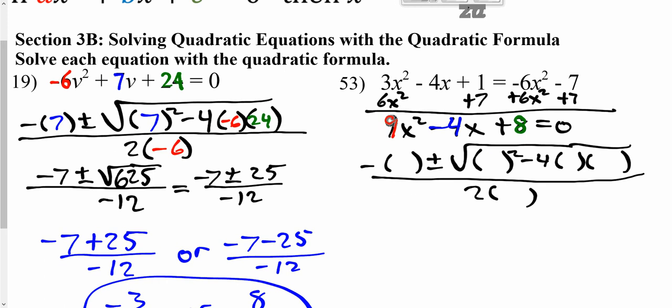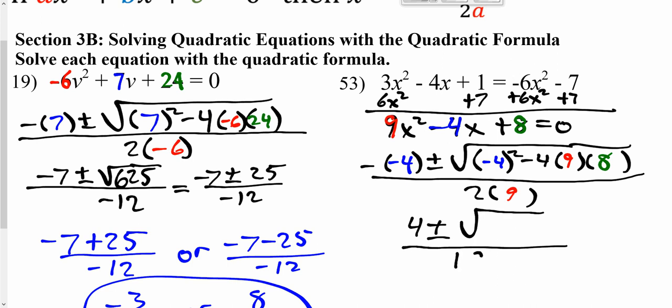Then you plug in your b, plug in your a, plug in your c, and then you're going to simplify. Opposite of a negative 4 is 4, plus or minus the square root. On the bottom we get 18. Now take and type everything that's inside the root into your handy dandy calculator.